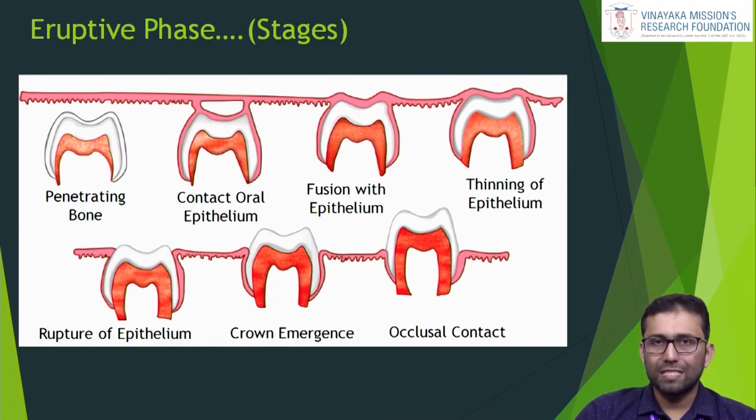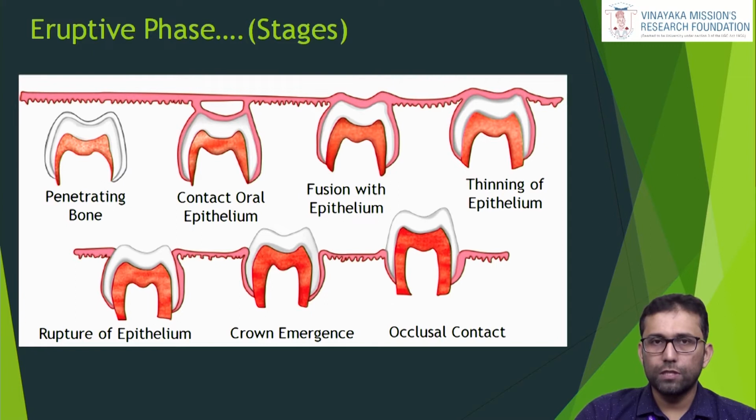Next, there are some stages within the eruptive phase. If you see this picture, there is a penetration of the bone, which is done by the tooth bud or the crypt. As it moves up, it will contact the oral epithelium in the oral cavity. Then there is a fusion with the epithelium. This fusion is in order to cause the least amount of bleeding, so that the tooth will erupt into the oral cavity with the least discomfort to the patient.